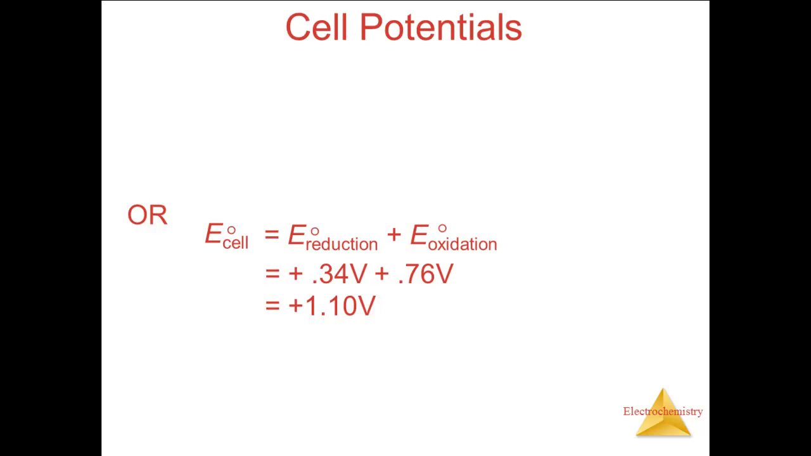I personally prefer the second method because A, you are working with the actual voltages of the half reactions that are actually occurring in the cell, and B, you don't need to identify which reaction is the oxidation and which is the reduction to use it. Just identify what the two half reactions actually are, and if the half reaction is the reverse of the reaction given in the table, change its sign.